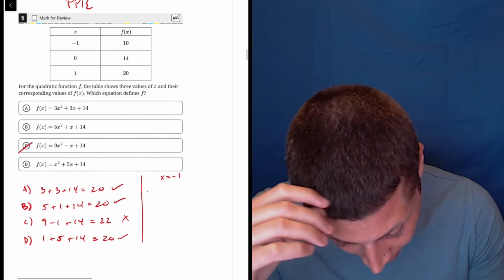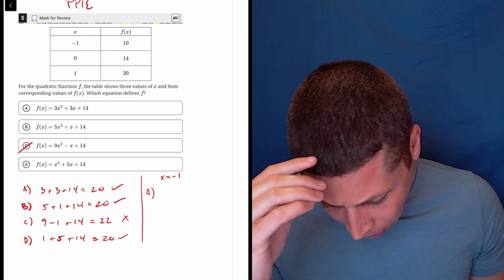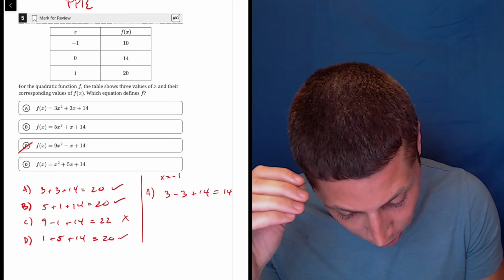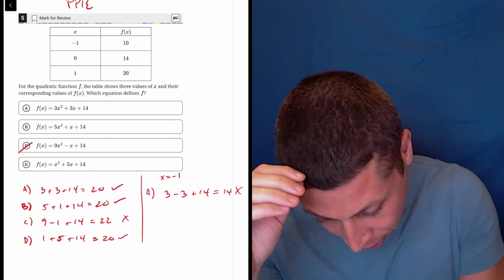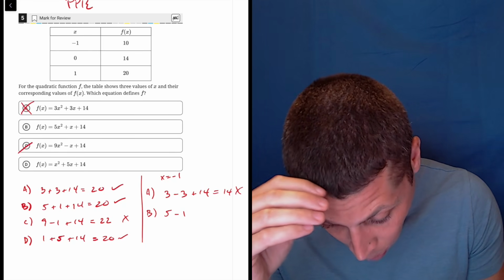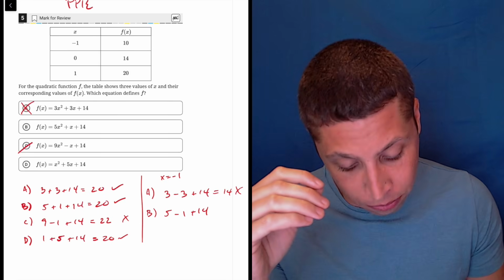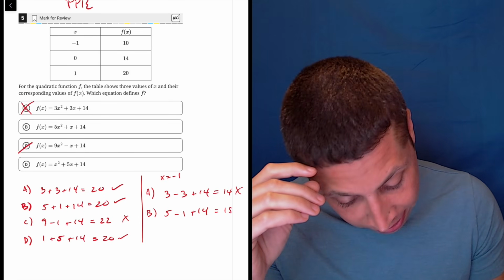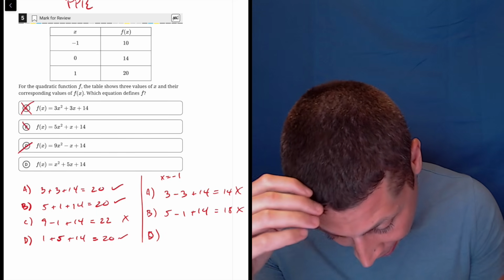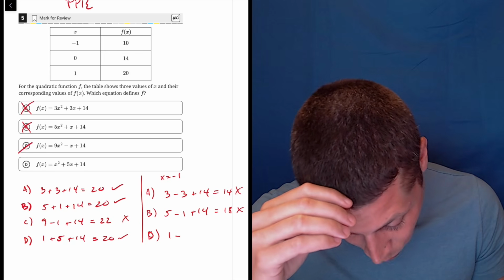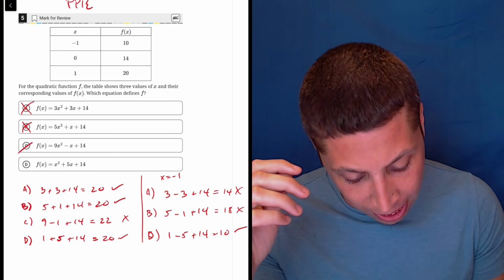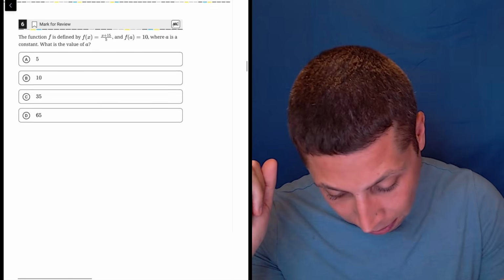All right, A. So that's 3 minus 3 plus 14. So that does not work. That's 14. It needs to be 10. So that gets rid of A. And B is 5 minus 1 plus 14, so that's 4 plus 14 is 18, so that's wrong. And D is the only one left. Hopefully this works. 1 minus 5 plus 14, so negative 4 plus 14 is 10. Boom, done. Plug points into equations, my favorite strategy.